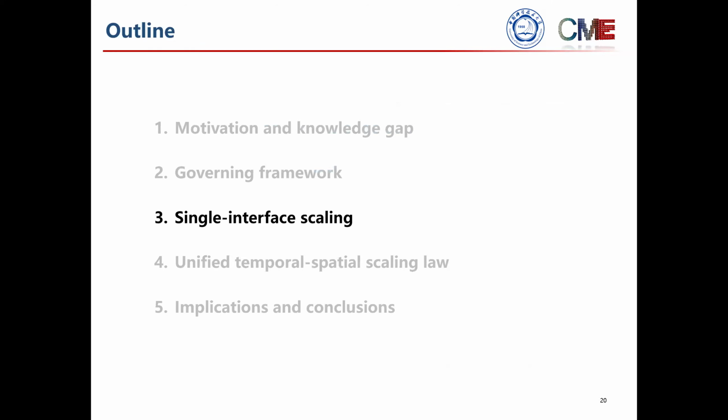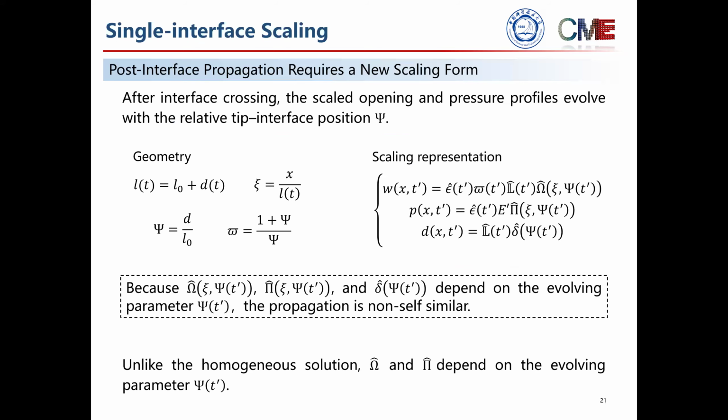I will now focus on one interface and show how this additional parameter organizes the transient response. Suppose the fracture reaches an interface after propagating a distance L sub 0, and then penetrates an additional distance d into the second layer. We define a relative penetration distance, phi equals d over L sub 0. The total length is L sub 0 plus d, and the spatial coordinate is normalized by the current fracture length. The important change is that the dimensionless opening and pressure are no longer functions of the similarity coordinate alone. They now also depend implicitly on phi.